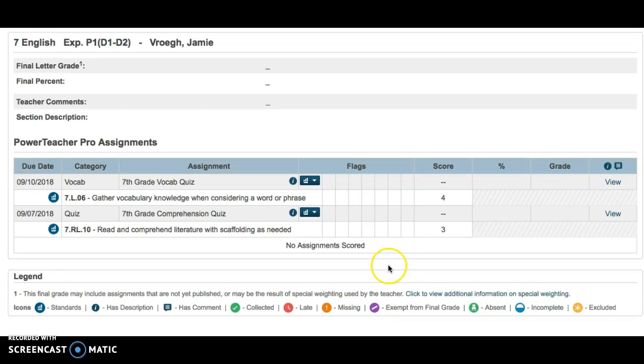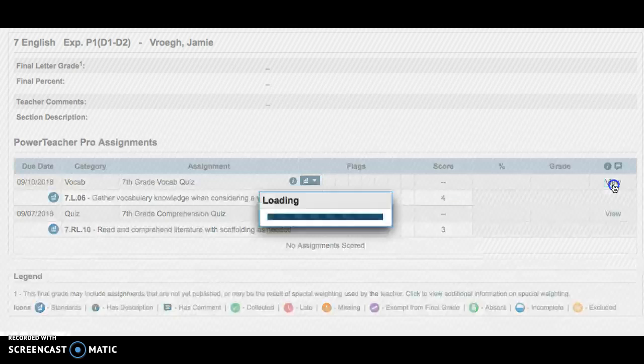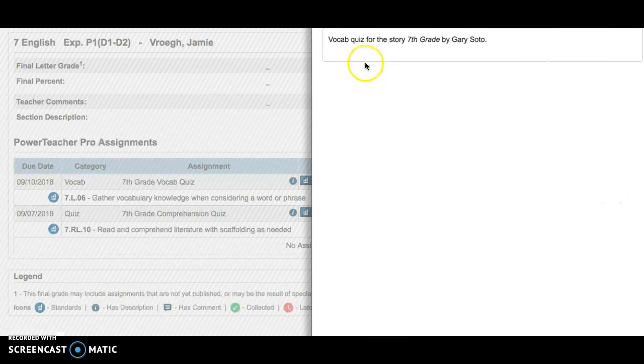If a child has a missing assignment, it would be flagged up here with an exclamation point. If an assignment is put in the gradebook but excluded, it would have this asterisk under the flag. Anywhere where you see this little I, there means more information can be found. So click on View. That view tells you in a different box that the vocabulary quiz for the story 7th grade by Gary Soto.